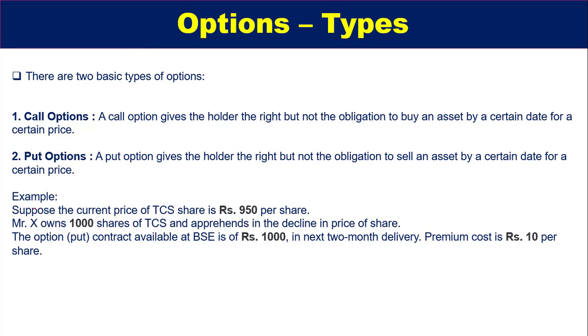Here two things are very important. First, the strike price, and then the spot price, which is the current price. The strike price is greater than the spot price by rupees 50. And what is the benefit of that? If in the next 2 months he exercises the option, he will sell the share at rupees 1000, which is higher than the current rupees 950. And the premium, the cost which the option buyer has to pay to the option seller, which is BSE here, is rupees 10 per share.